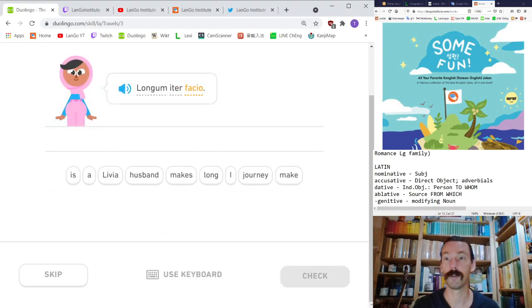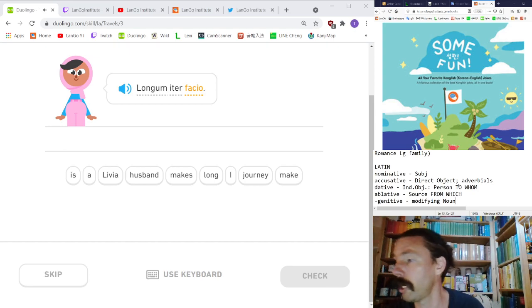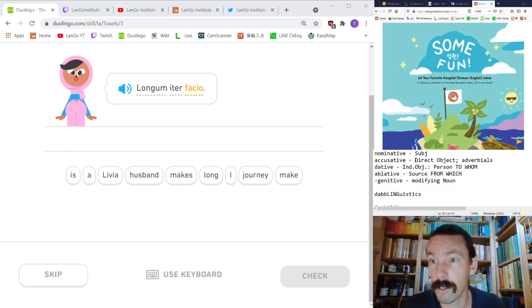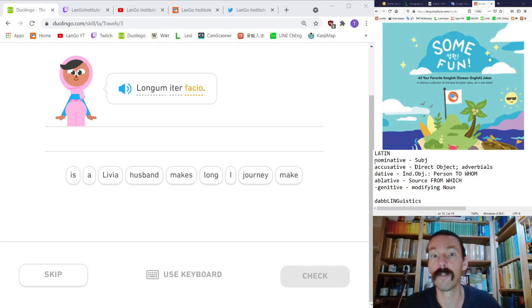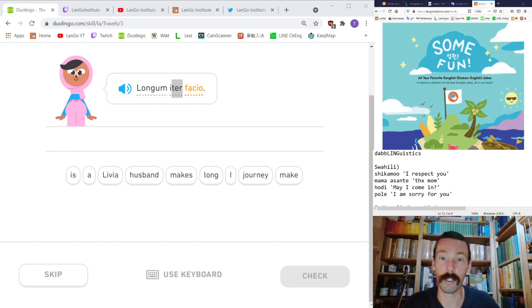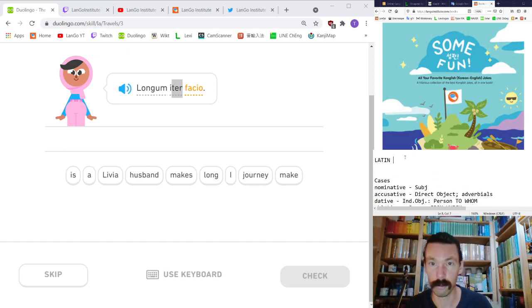All right. Longum iter facio. If I go too fast or you'd like something explained more clearly, that's what I'm here to do. It's what I'm happy to do. This is what we're going to see in Latin, that it uses these distinct forms of nouns. Iter is in a class of nouns where the nominative and the accusative look alike. It's called neuter. So these are the cases.